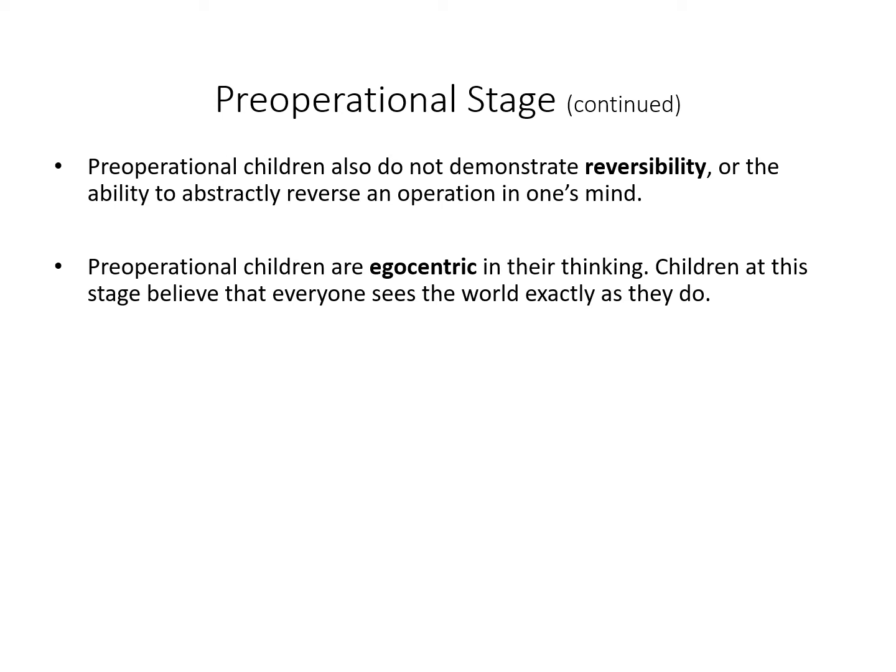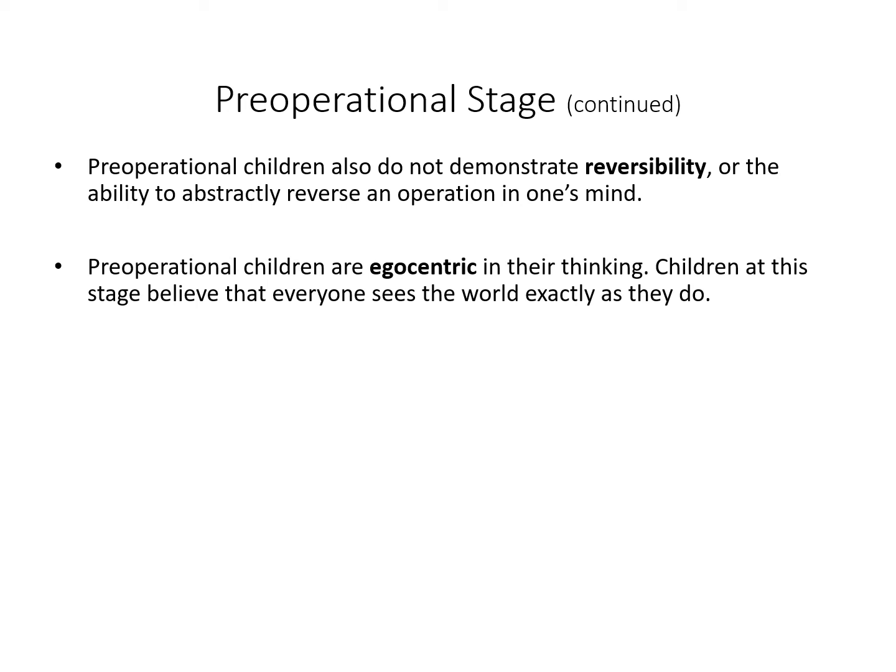Preoperational children also do not demonstrate reversibility, or the ability to abstractly reverse an operation in one's mind. So this is why you can't, for example, do complicated addition with children at this age and expect them to understand that it's related to subtraction.